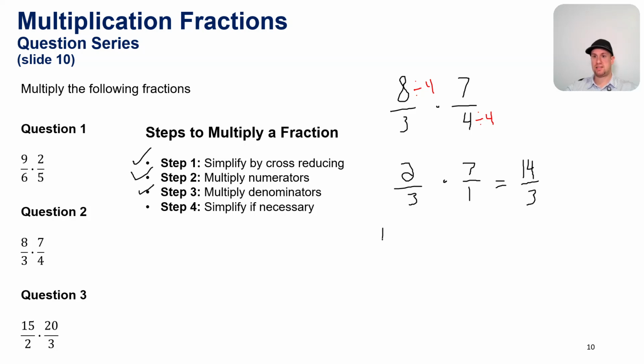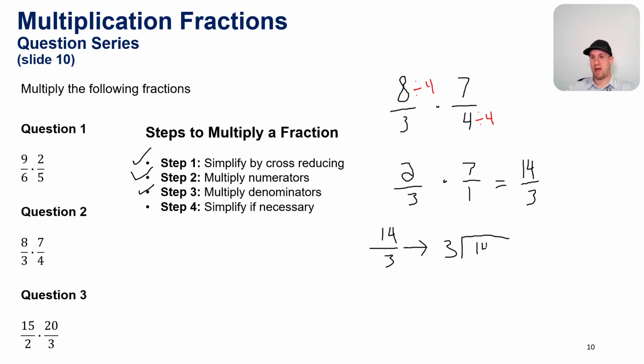And then I can simplify if necessary. Now 14/3 does not have a common factor. However, notice that this is an improper fraction, so we can change this to a mixed fraction. I'm going to go ahead and use a long division model to do this.